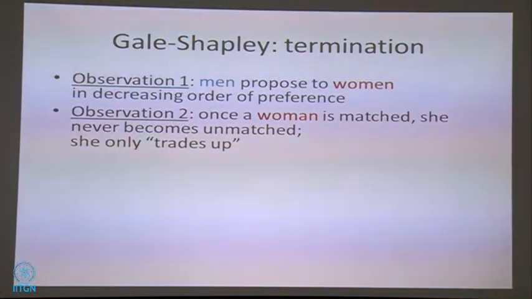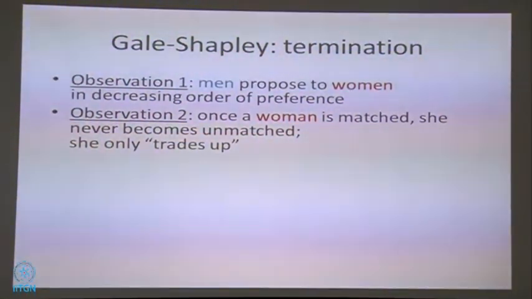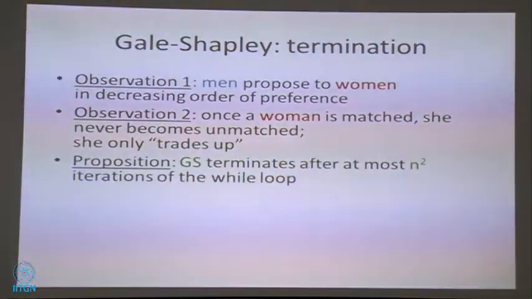Right, because this is her choice. He only changes the partner if the new partner is better than the old one. So women only trade up, and by the execution of the algorithm, they cannot become unmatched. They never go from being matched to being unmatched.